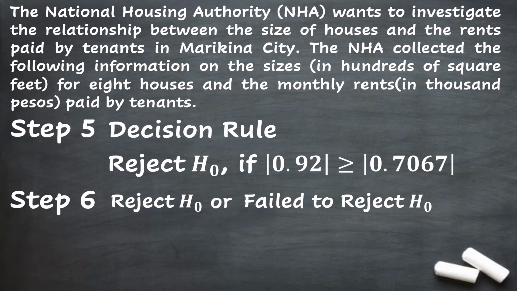Next is to check if we reject null or we fail to reject null by going back to the mathematical statement in the decision rule and check if it is true or false. So we have the absolute value of 0.92 is greater than or equal to the absolute value of 0.7067. Extracting the absolute values, we have 0.92 is greater than or equal to 0.7067, which is true. So, meaning to say po, we have to reject the null hypothesis.